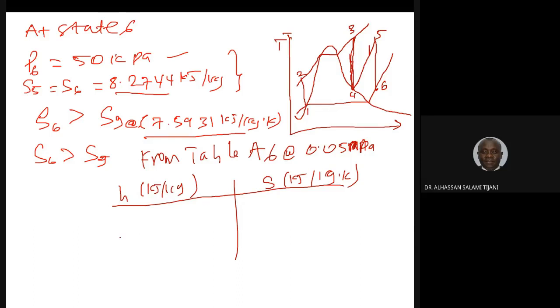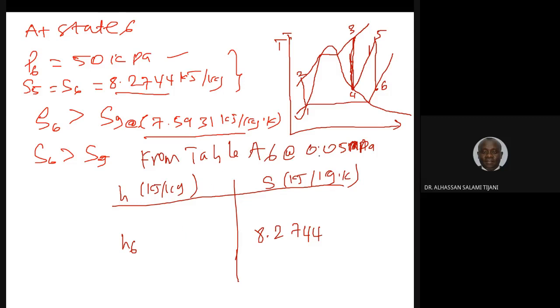So we don't know H6. We are interested in H6. That's what we don't know. But we know that the entropy at state 6 is given by 8.2744. So the entropy over here is 8.2744.